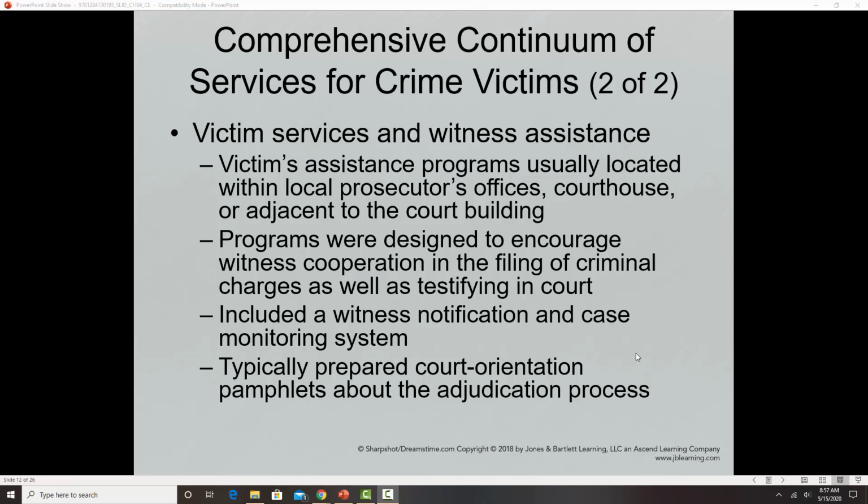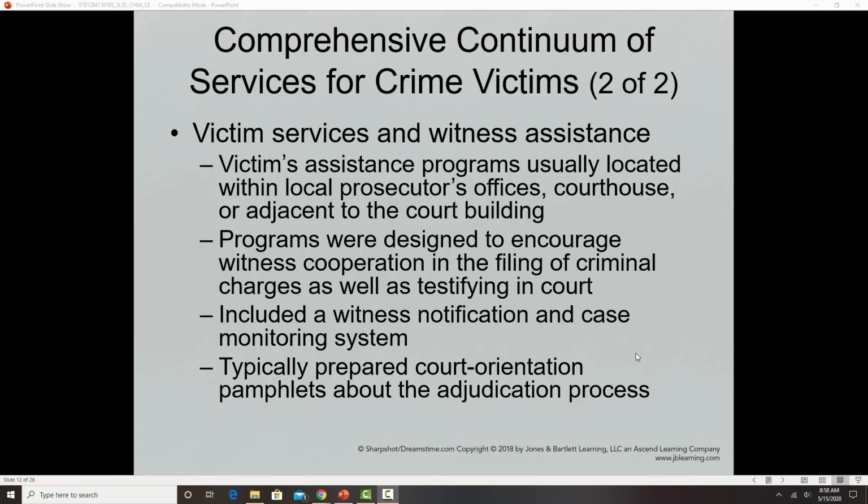They can also be through the courthouse. They can also be through nonprofit agencies, but the vast majority of them are with the local prosecutor's office, local district attorneys. These programs were designed to encourage witness cooperation by explaining the entire legal process.